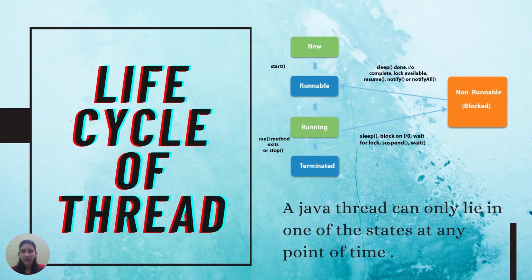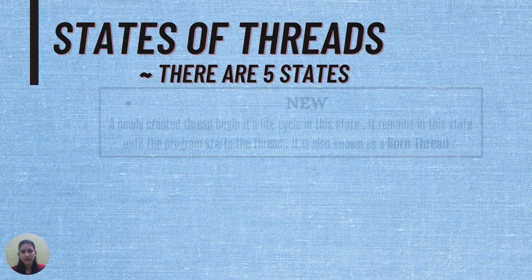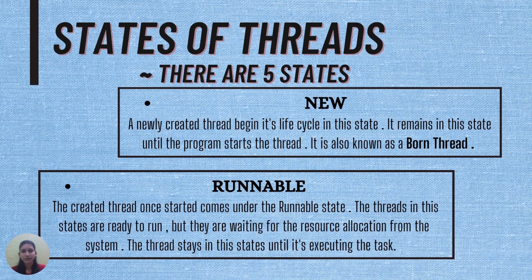Now that we know what a thread is, a thread too has a life cycle, like every living being. A thread life cycle has in total 5 states: new, runnable, running, non-runnable, and terminated. A Java thread can only lie in one of these states at any point of time from its creation. Let's discuss these states of thread a little.